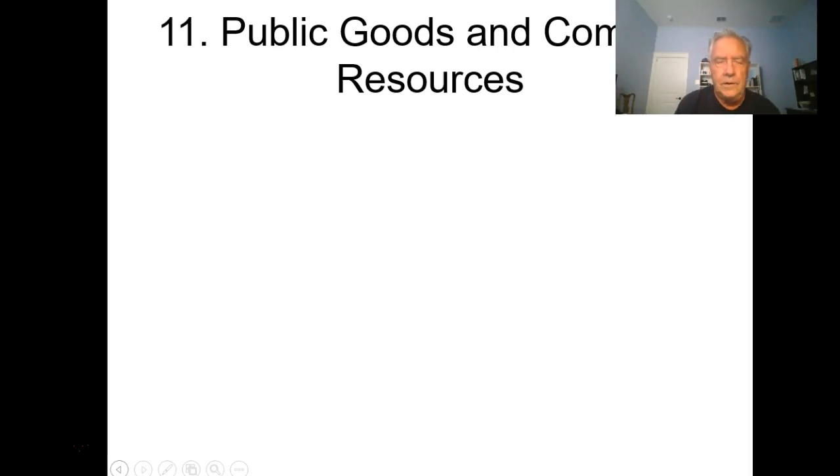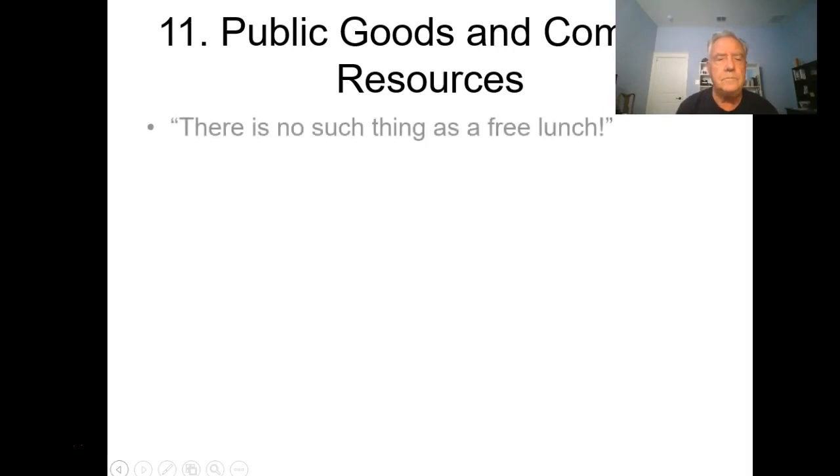Okay, so let's get going. So chapter 11 deals with public goods and common resources. Actually, public goods and private goods as well. So let's take a look at it. Bottom line, there's no such thing as a free lunch. Everything has to be paid for in one way.